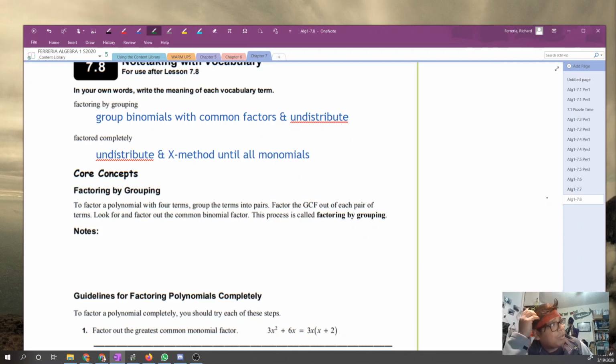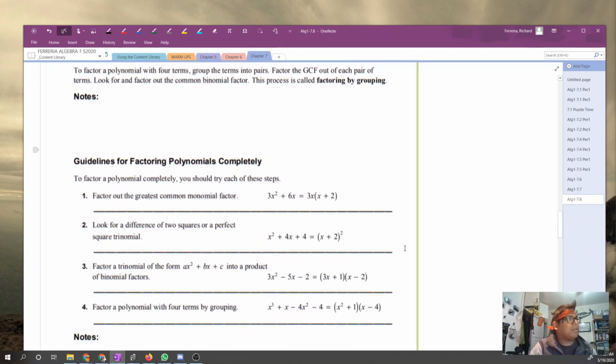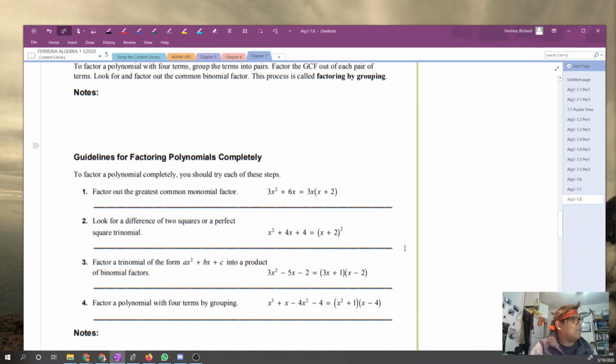So the next one is undistribute with the factor completely. You undistribute, you use the x method until every factor is a monomial or a binomial. Basically, unfactorable units. Factor by grouping, we're going to try this here. This is a guideline for factoring completely. You can read this. It's a lot of what we said.